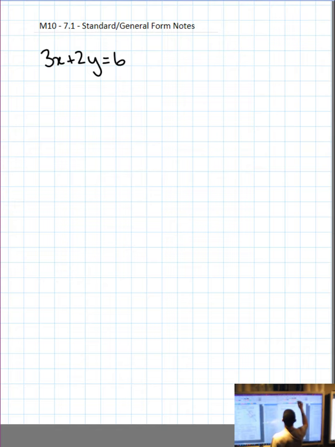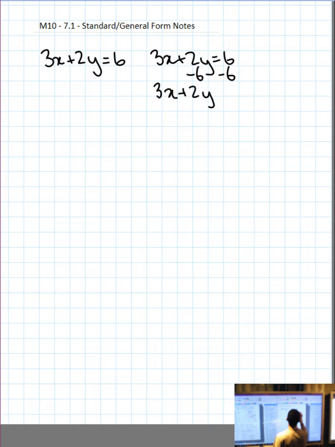So for example, if I took this 3x plus 2y equals 6 and I subtracted 6 from both sides, I'm going to get 3x plus 2y minus 6 equals 0. Both of these are sort of general form, and we're going to use both of them. But I like, for example, here to add 6 and get back to this form. So they're both general form.